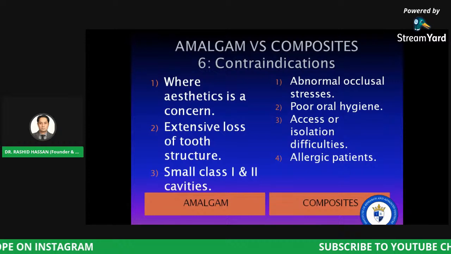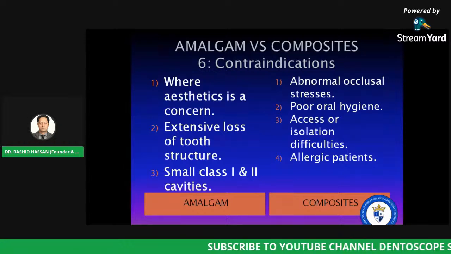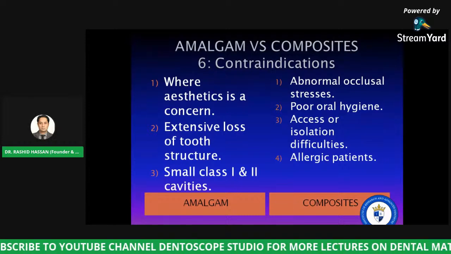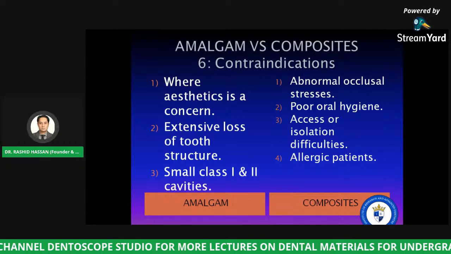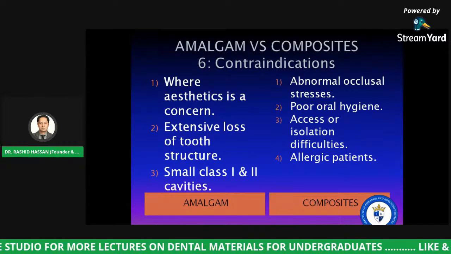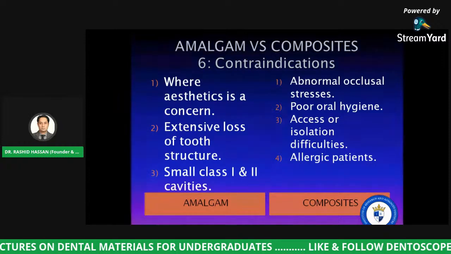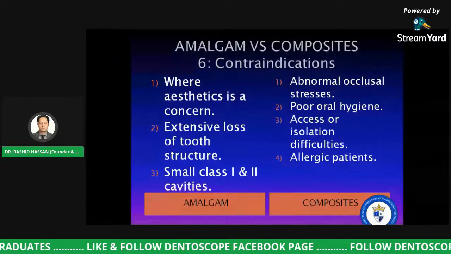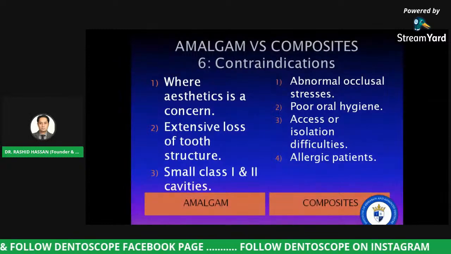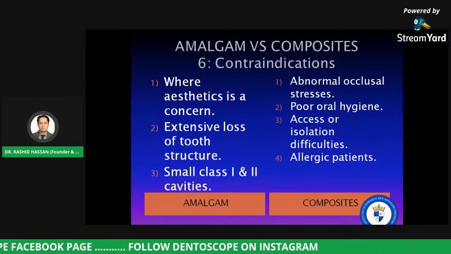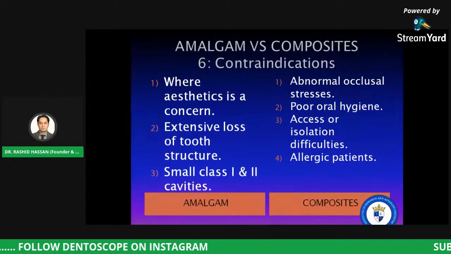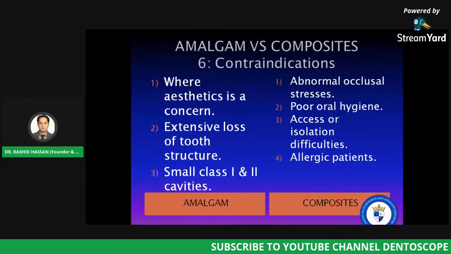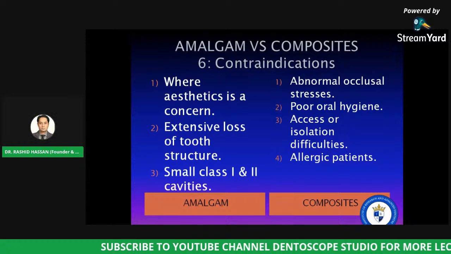In case of abnormal occlusal stresses, what could they be? The best example of these abnormal occlusal stresses is the parafunctional habit. If the patient has parafunctional habits like nail biting or bruxism, or anything like chewing a pen or a pencil while doing any sort of work, these are excessive stresses on the restoration. If the patient has those parafunctional habits, the dental composites are contraindicated in those patients.